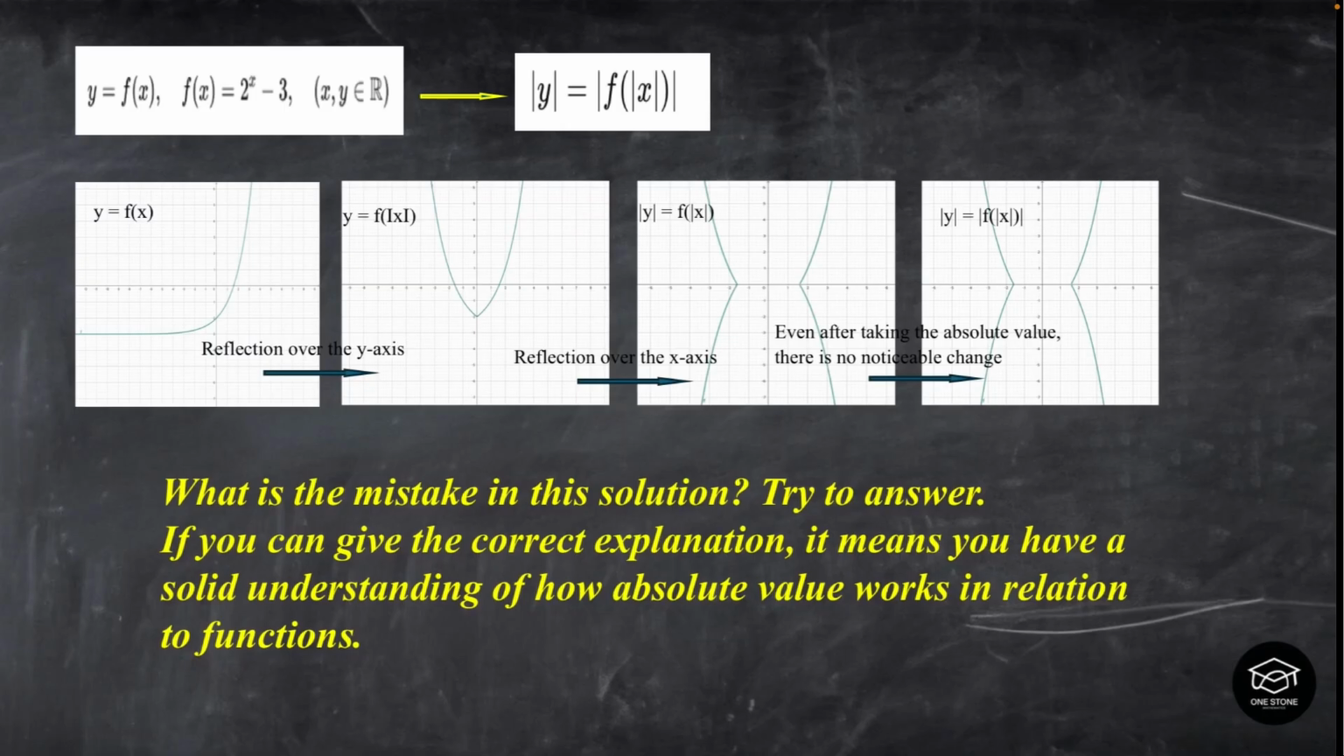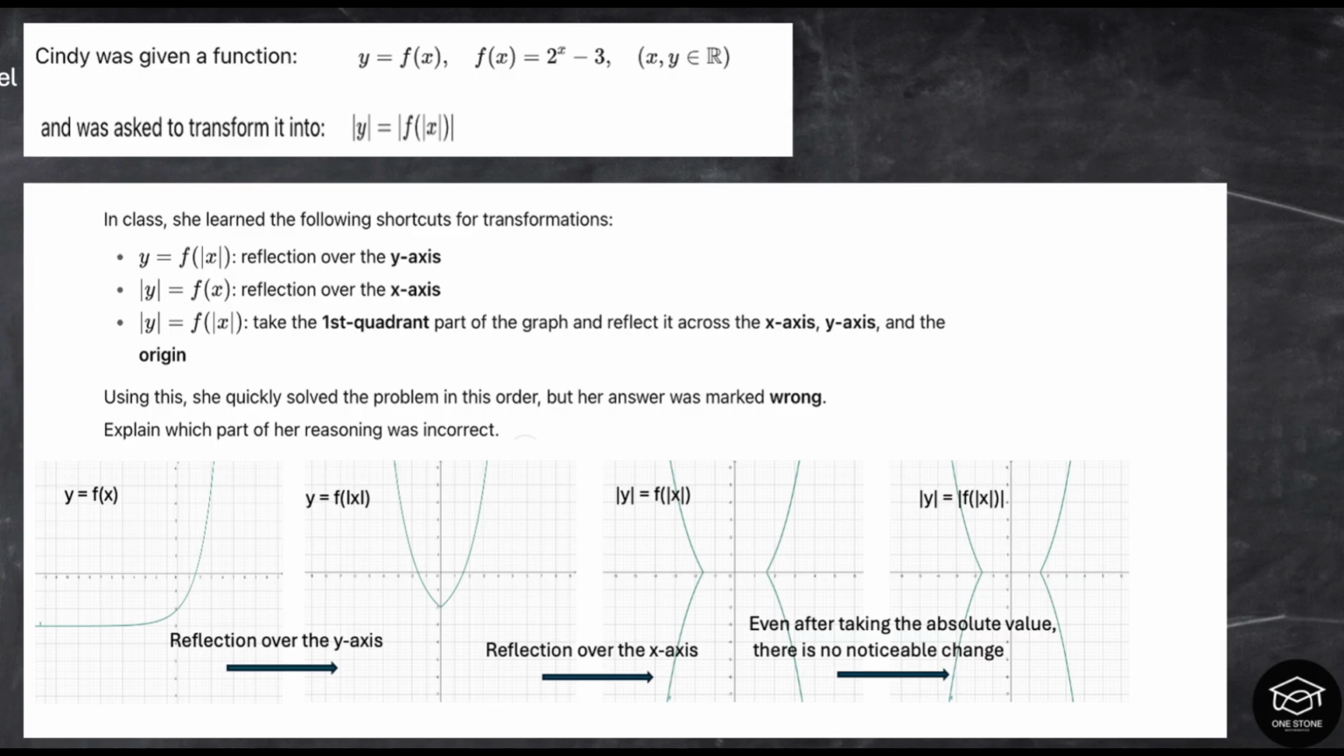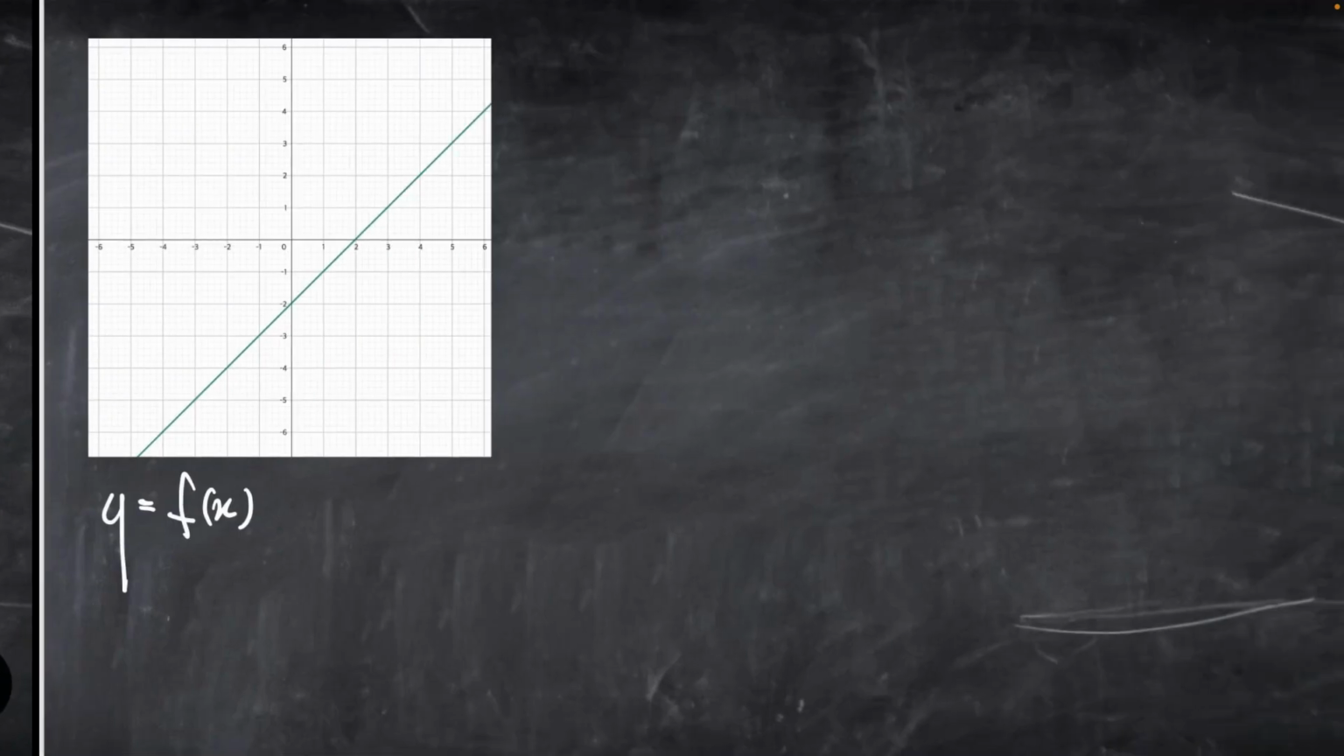This problem is about graphing functions that involve absolute values. Before we go into the solution, let's briefly review how to graph absolute value functions. Here we have a function f of x drawn on the xy coordinate plane.